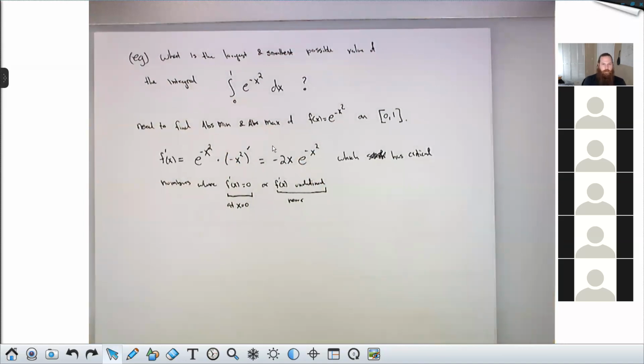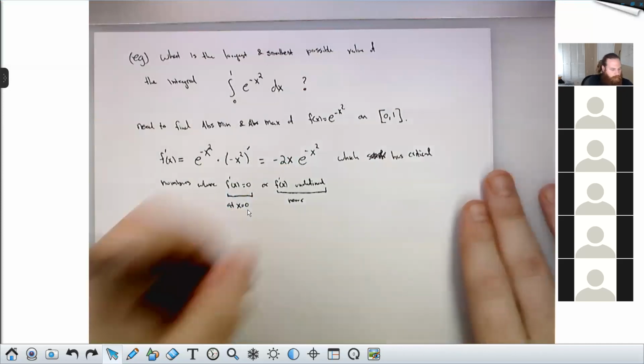Why is it never undefined? Because this function is continuous everywhere. It's a composition of an exponential and a polynomial function. And the thing it's being multiplied by is a polynomial function, which is continuous everywhere, so it's never undefined. But it is equal to 0 when x is 0. If you plug in 0 here, this is negative 2 times 0 times e to the 0, which is 0 times 1, which is 0. So if you set each factor equal to 0, you get one solution, and it comes from this guy, and that's x equals 0.